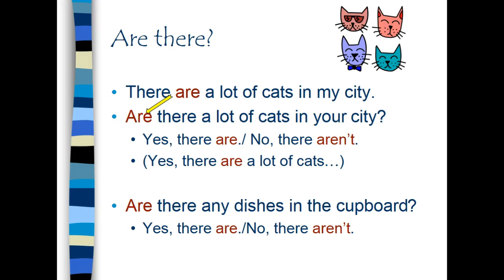To make a question, we invert the are and the there. So in my affirmative sentence, there are a lot of cats in my city, it becomes are there a lot of cats in your city? And I can answer with a short sentence, yes there are, or no there aren't. If I say yes there are, it means yes, there are a lot of cats in my city. Are there any dishes in the cupboard? Yes there are. No there aren't.